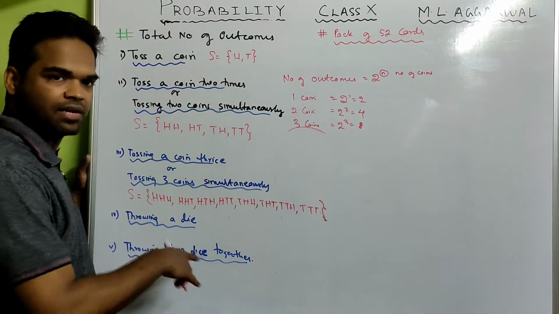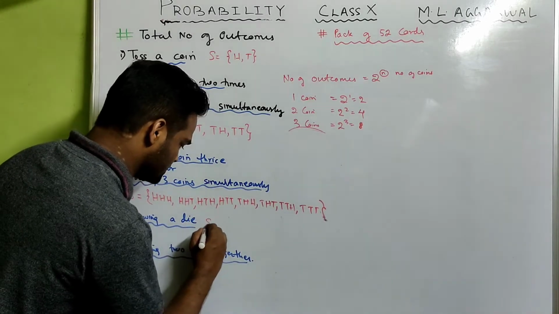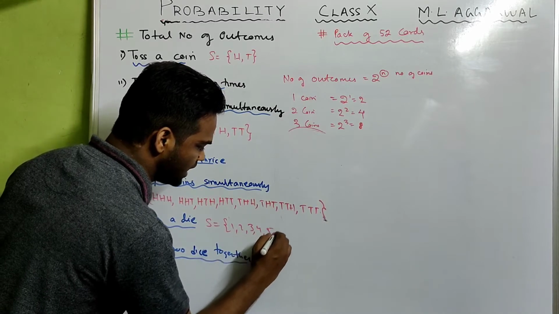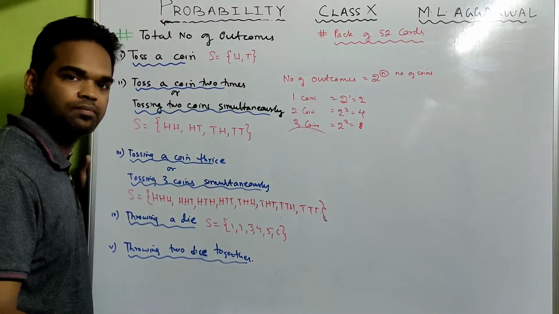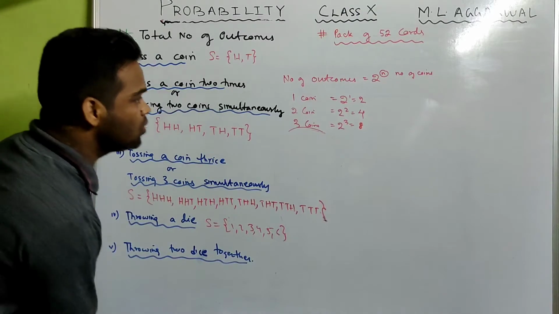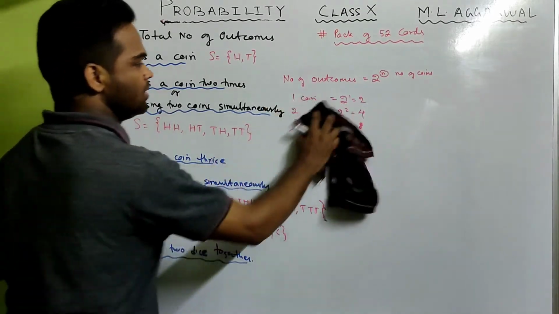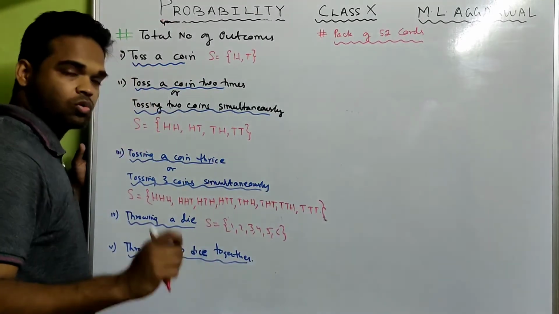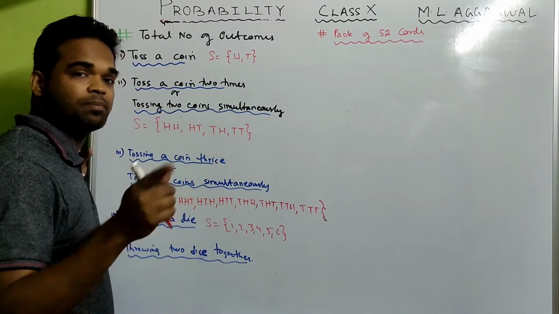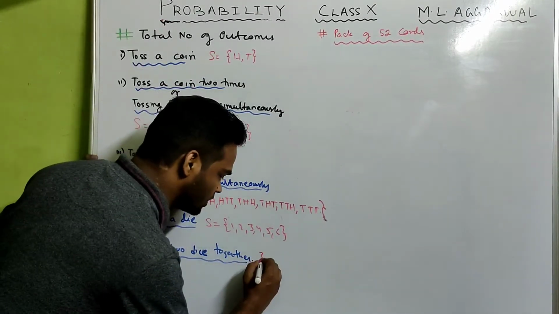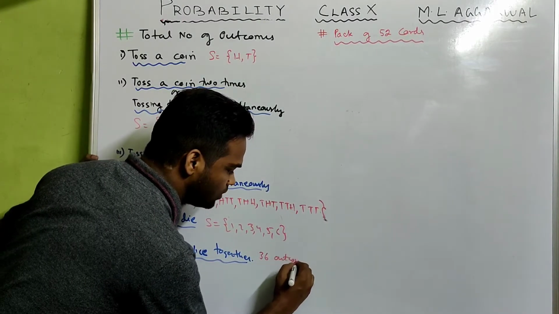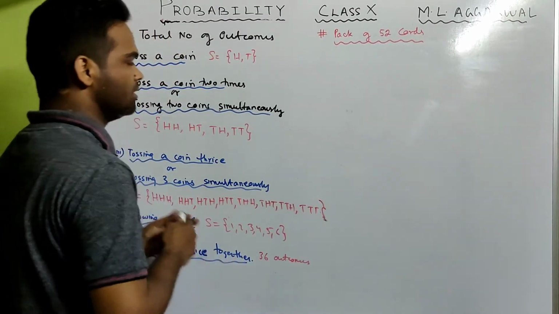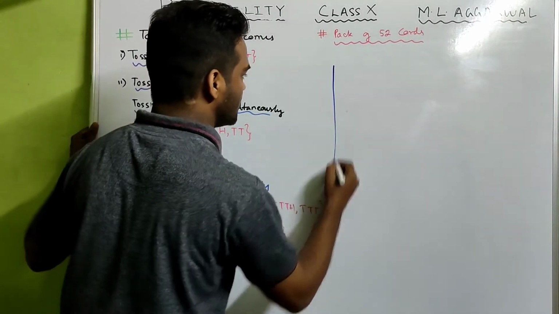Now, throwing a die, we know your sample space will be {1, 2, 3, 4, 5, 6}. There are 6 possible outcomes. But throwing 2 dice together, the total number of outcomes will be 6 multiplied by 6, that is 36 outcomes. And what are the outcomes? How do we know? Just look over here. Make a grid, 6 rows and 6 columns like this.